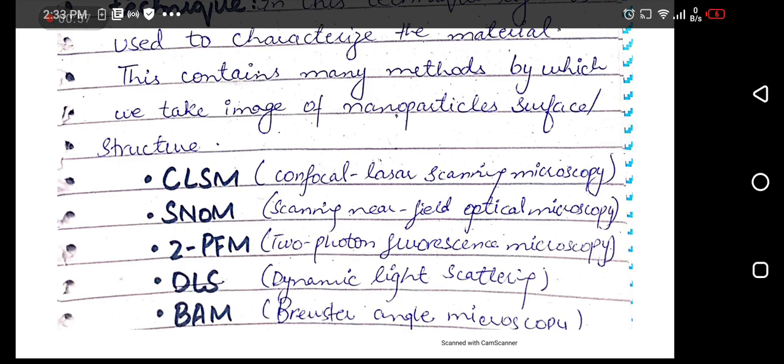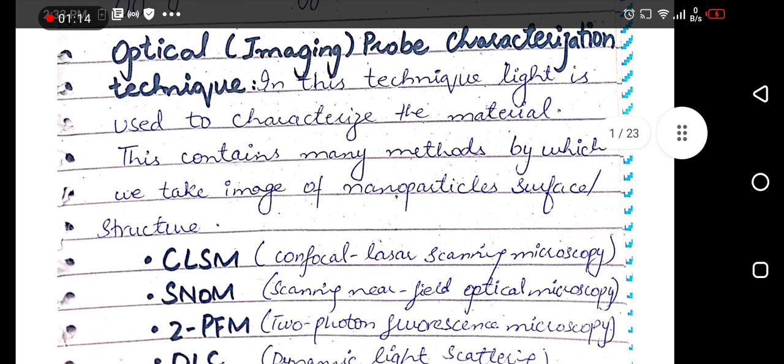Confocal laser scanning microscopy, scanning near field optical microscopy, 2-photon fluorescence microscopy, dynamic light scattering, and Brewster angle microscopy are the techniques or methods that we study using light, or we can say which are the parts or methods of the optical probe characterization technique.